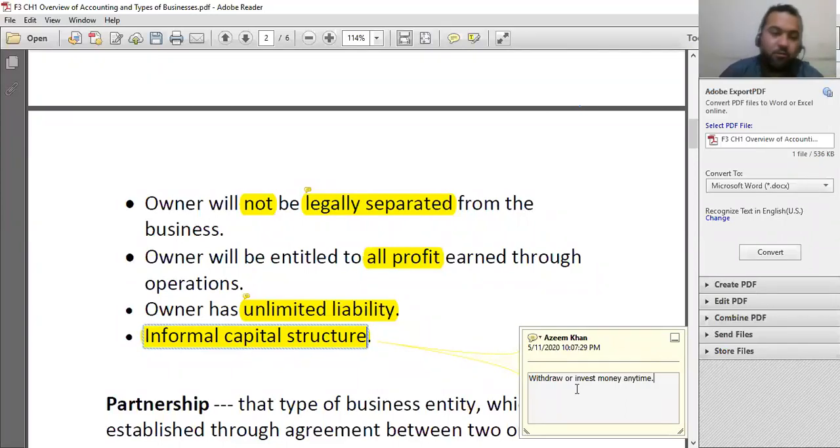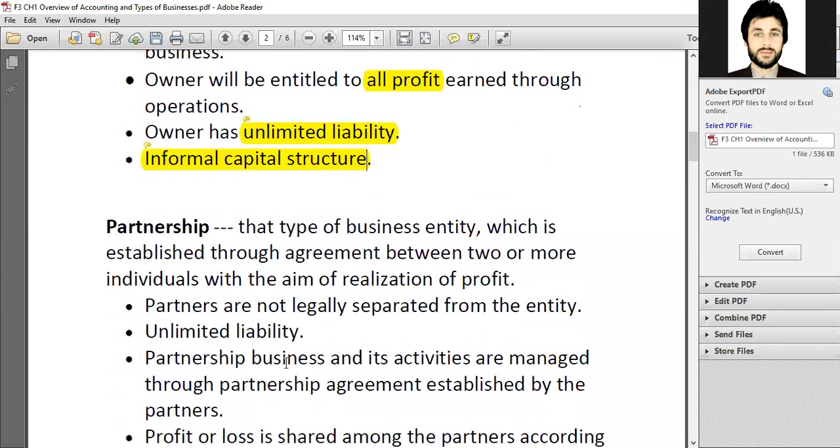So we have studied four features: not legally separate. Second point, all profit will be given to the owner. Third point, the owner will have unlimited liability. And fourth point, informal capital structure. Now I'm moving on to the partnership. Thank you. So what is a partnership?